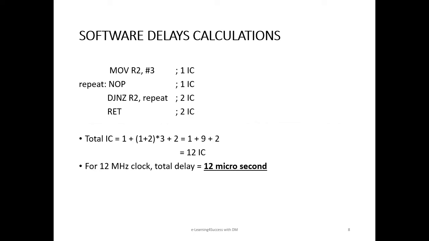Now we shall see the calculations for generating software delays. The following 8051 instructions are written for generating a small delay. We will calculate the total number of instruction cycles required for executing these instructions as shown. By adding the instruction cycles required in each line, we can see that 12 instruction cycles are required in order to execute the given code segment. And we are assuming 12 MHz clock. So the total delay generated by the above code will be 12 microseconds. This method of delay generation is called software delay because the timer modules of 8051 microcontroller are not used here.